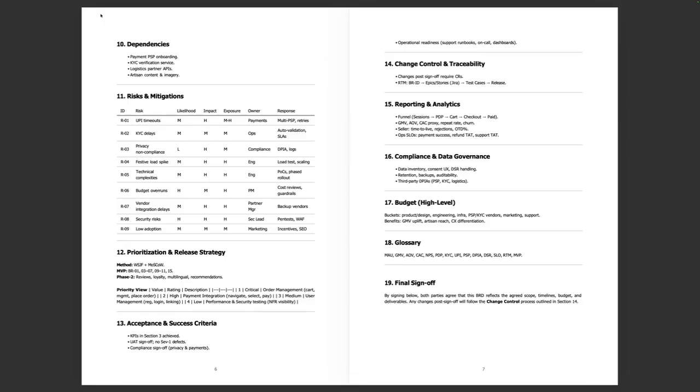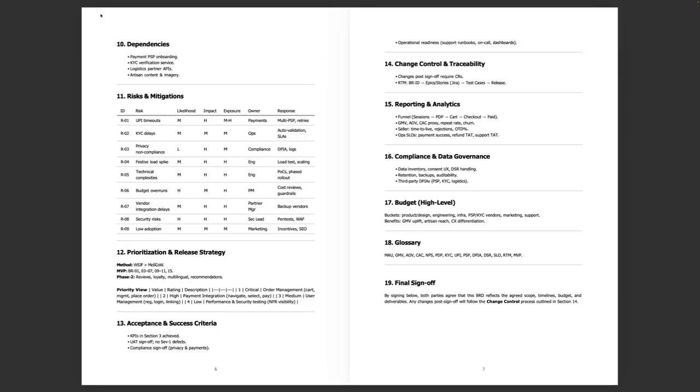Moving on to dependencies. Dependencies identify external systems like payment gateways, KYC services, and logistic partners that are critical for delivery. Risk and mitigation, as you can see, risks are identified along with the impact and mitigation strategies. This ensures the project is prepared for potential challenges.